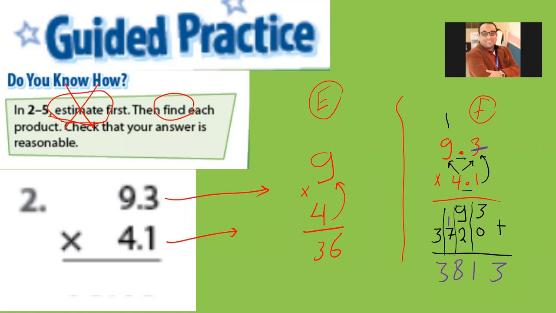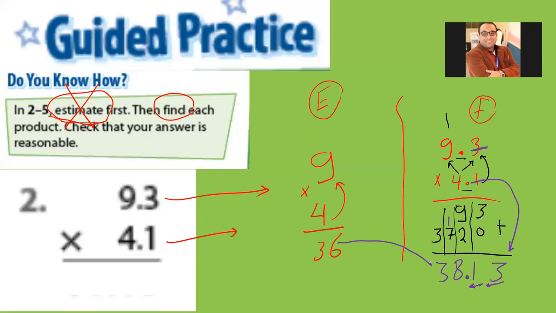Remember that you have 2 decimal places up. They must be inserted in the product. I will count from the units, 1 to 2, to put your decimal inside, in the center between 8 and 1. So the answer is going to be 38.13.